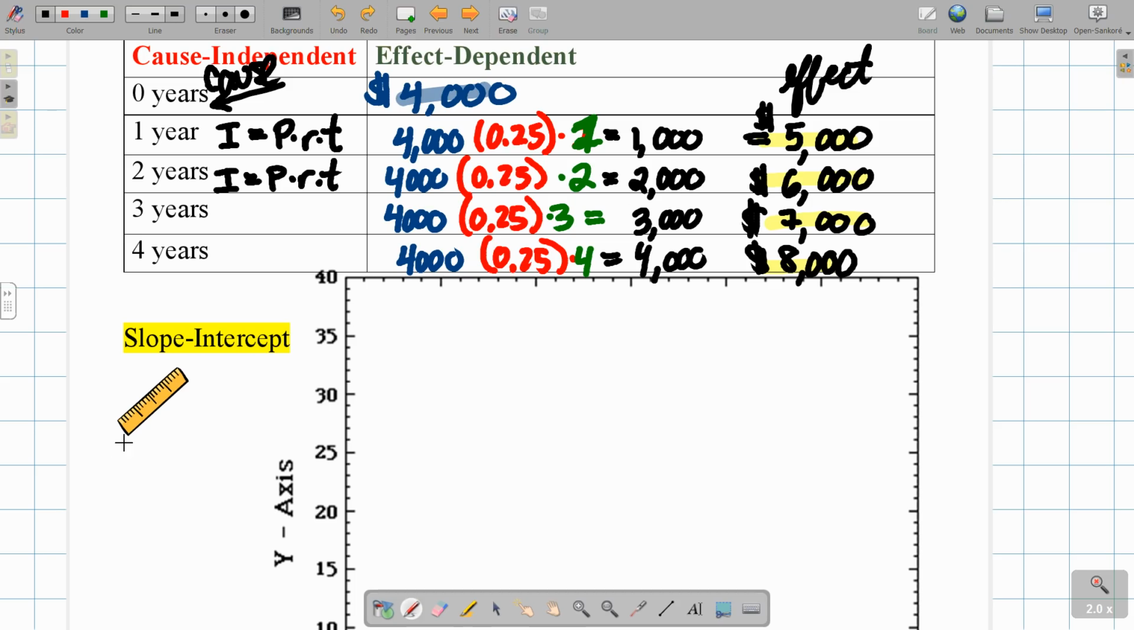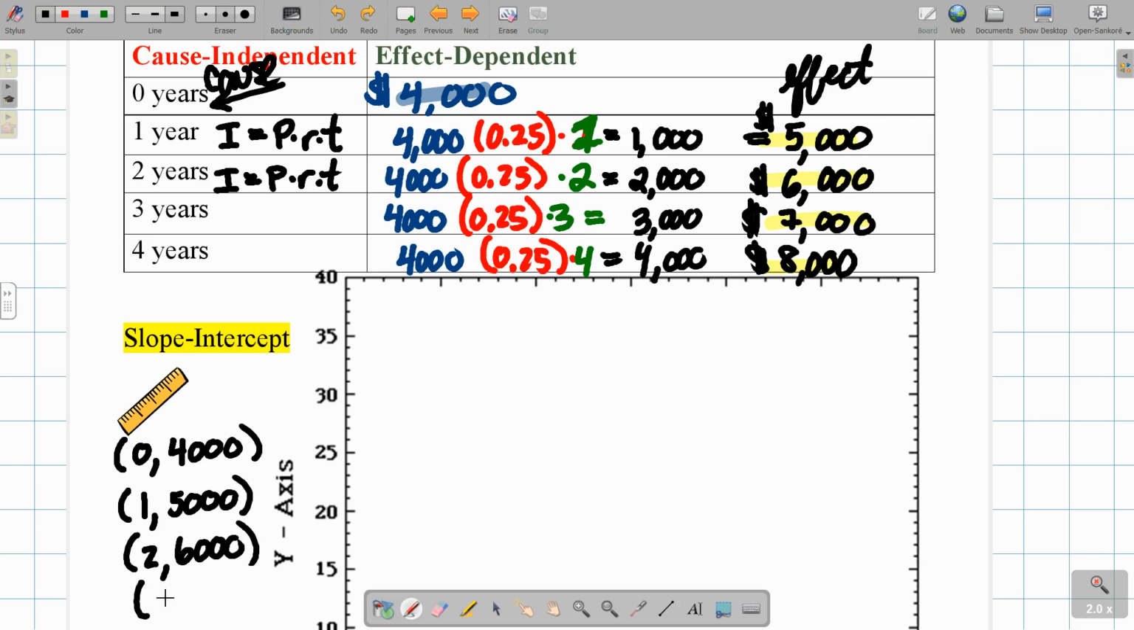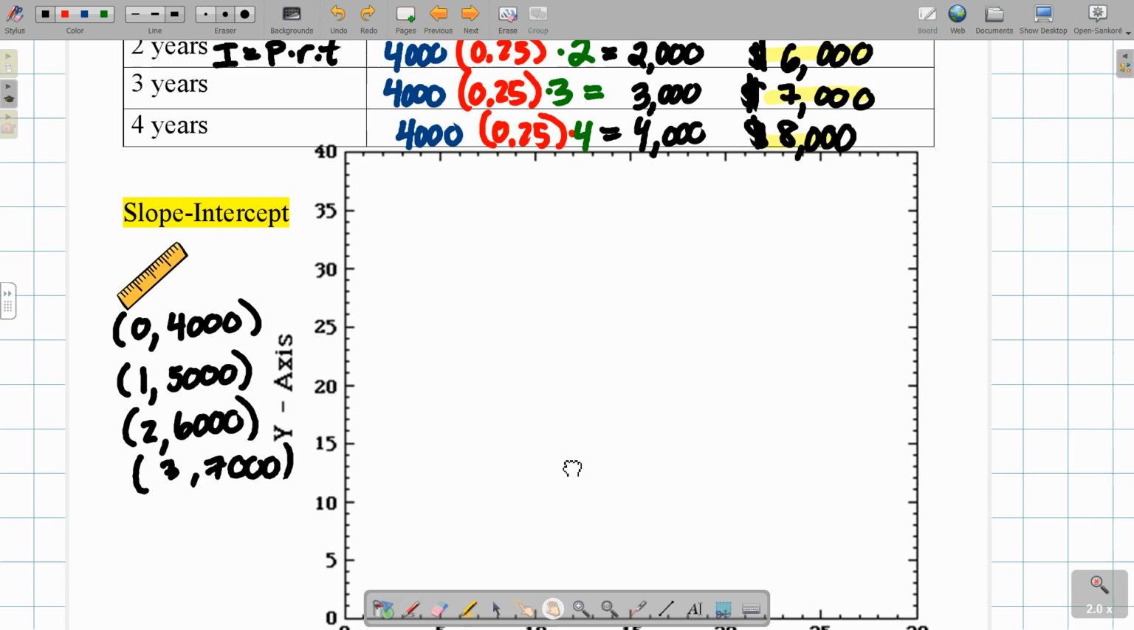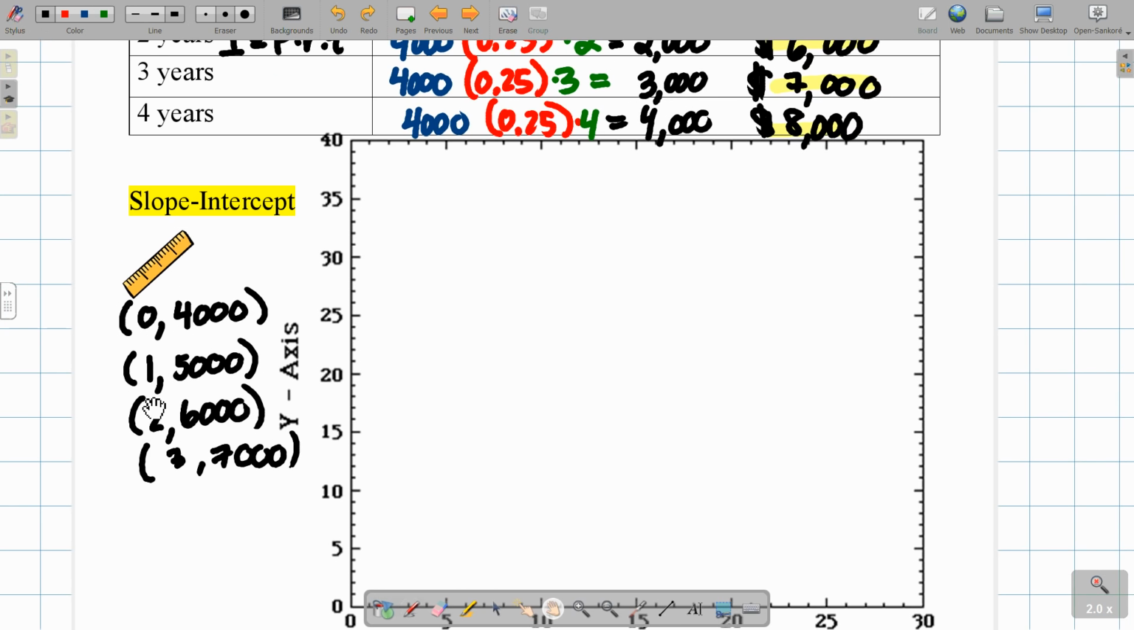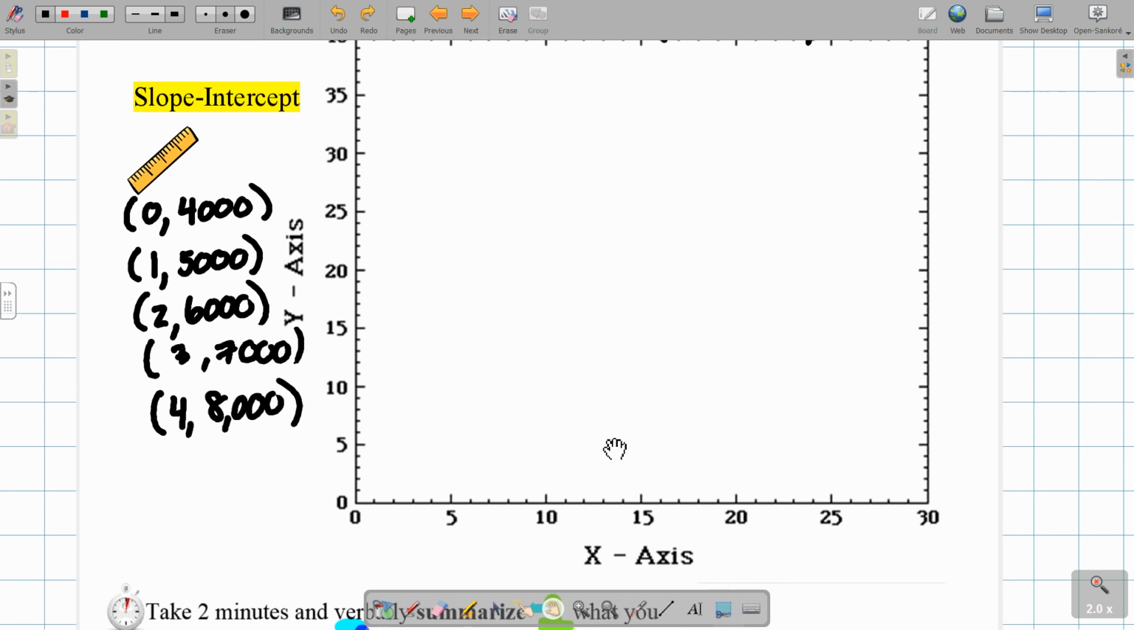So when we go to graph this: at 0 years, I have $4,000. At 1 year, I have $5,000. 2 years, $6,000. 3 years, $7,000. And of course, at 4 years, $8,000. Now let's graph these points and you'll see how this is predictive.